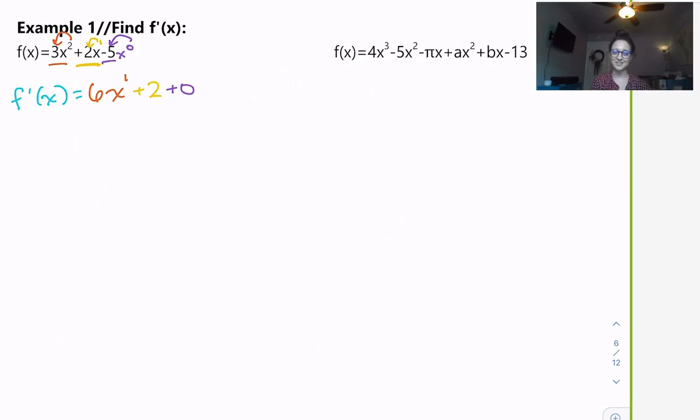All right, I'm going to force a pause on your screen. You try the second f of x, and then hit continue when you're ready with your second color to grade. I do want to make note that pi, a, and b are all constants. All right, answer is on the screen, so check your work with mine, and then when you're ready, let's go ahead and continue to the next part.